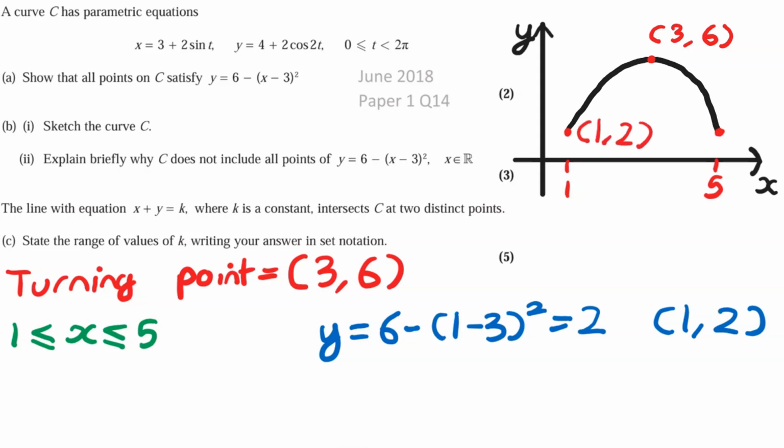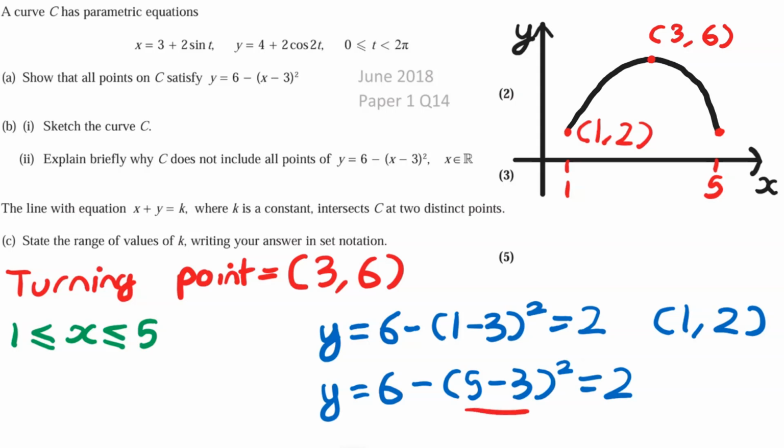(1, 2). And then the other one is when we sub in x is equal to 5, which is going to look like this here. 5 minus 3 is 2, 2 squared is 4, 6 minus 4 is 2. So this is 5, 2, so this point here is (5, 2). And then that's how you get all of the marks.